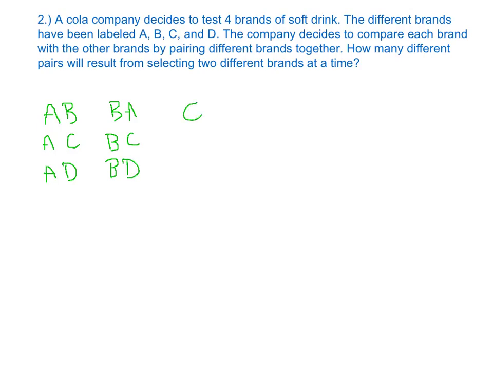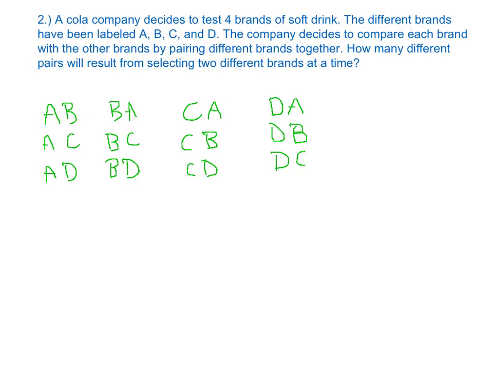If we look at brand C, that can be compared with A. C can be compared with B, and C can be compared with D. If we look at brand D, that can be compared with A. D can be compared with B, and D can also be compared with C.